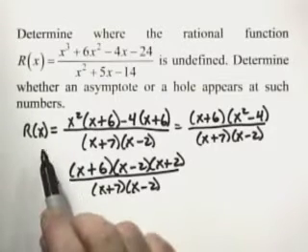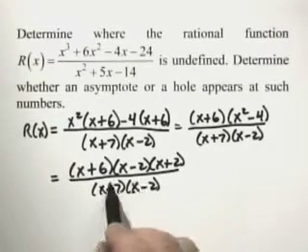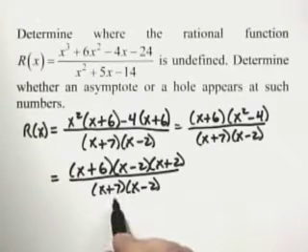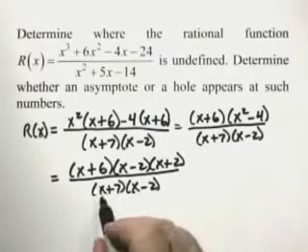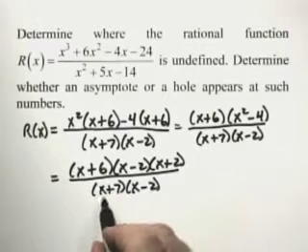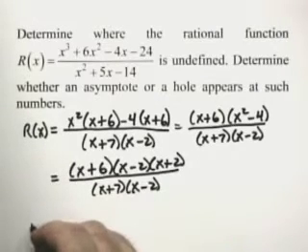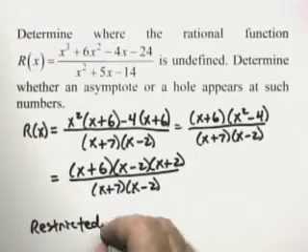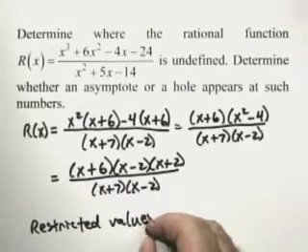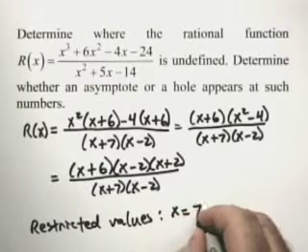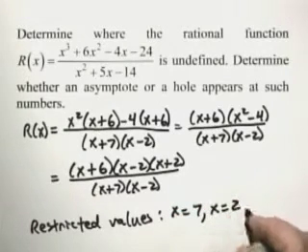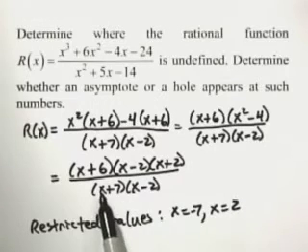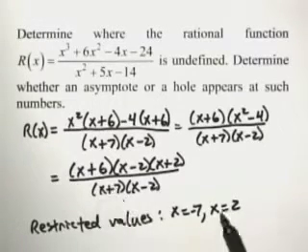To determine the values that make the function undefined, we look at our denominator. We find all values that will make the denominator of our function equal to 0. If we set each of these linear factors equal to 0 and solve, we'll see that our restricted values, that is the values that make the function undefined, are x equal to negative 7 and x equal to 2, because those two values, if we put them in the denominator, will make our denominator 0.